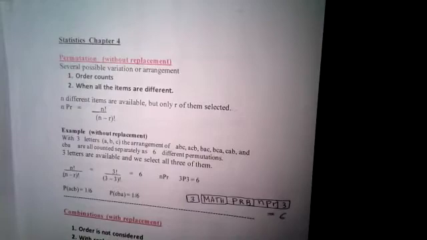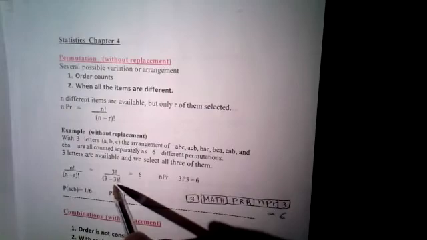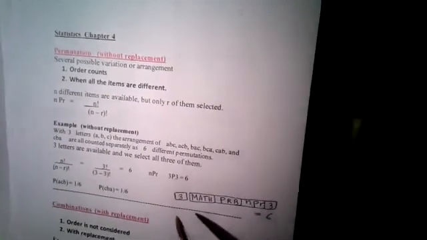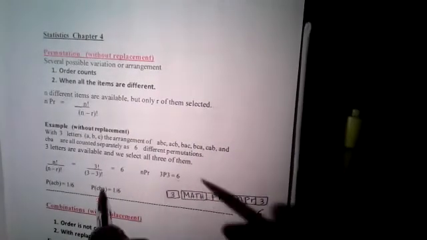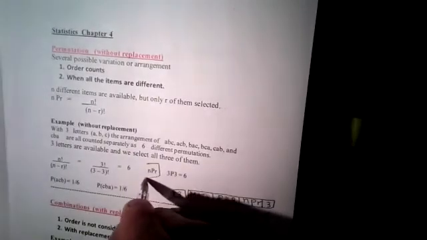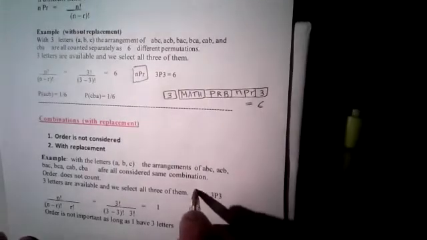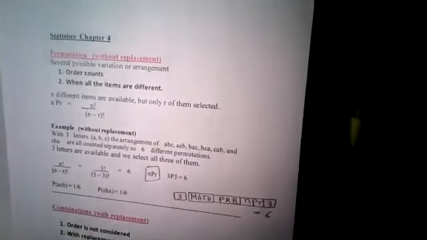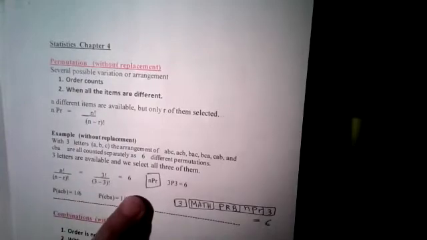See, n is 3. There are 3 letters available, and you want to take all 3 of them. For permutation, you use NPR, and for combination, you use NCR. And this is how to use it. For instance, here, your n is 3. There are 3 available letters, and you want to take all 3 of them. So r is also 3.